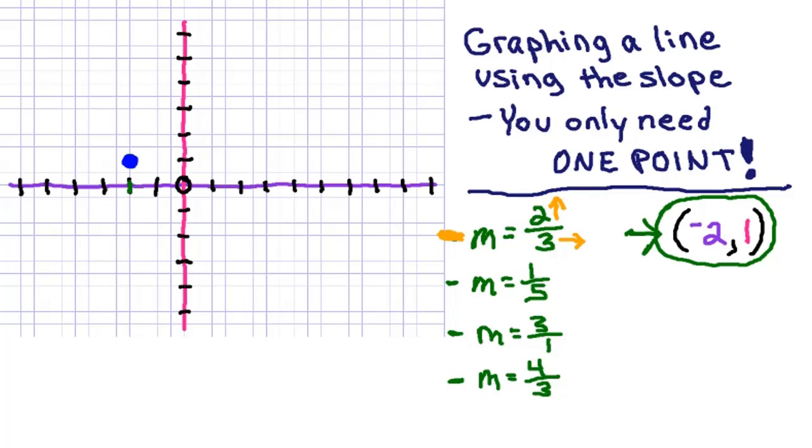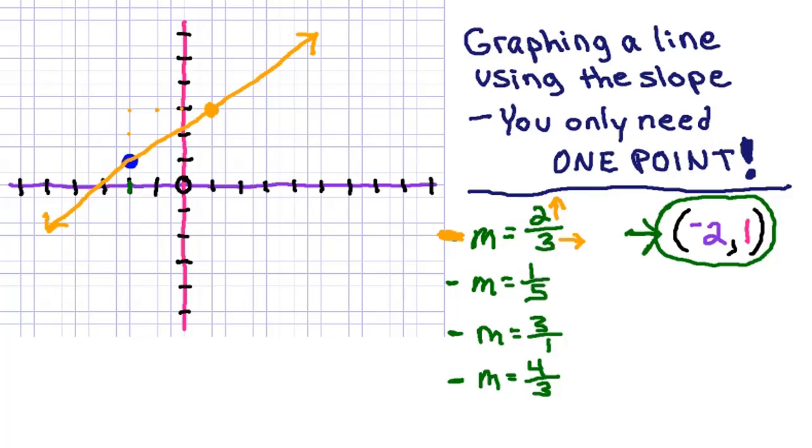So we're going to start from our point, negative 2, 1, and we're going to go up 2 for our rise, 1, 2, and we're going to go over 3, 1, 2, 3. And there is our second point for our line. And we can just draw a straight line right through there. And I'm putting arrows on this line to show that it goes on forever, both backwards and forwards.